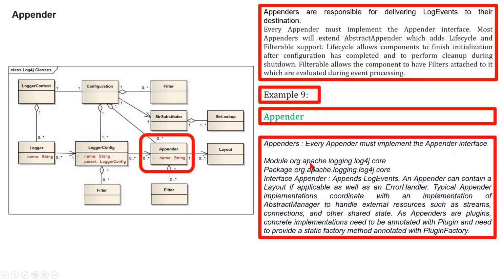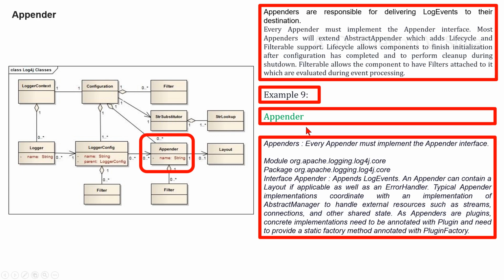Now we are considering appenders. Every appender must implement the Appender interface. Interface Appender in package org.apache.logging.log4j.core appends log events. An appender can contain a layout if applicable as well as an error handler. Typical appender implementations coordinate with an implementation of abstract manager to handle external resources such as streams, connections, and other shared state. As appenders are plugins, concrete implementations need to be annotated with Plugin and need to provide a static factory method annotated with PluginFactory.